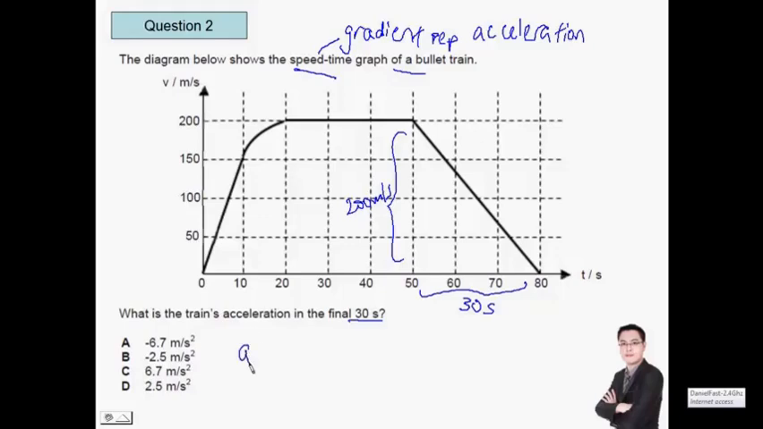To get the acceleration, you take 200 divided by 30, which equals 6.7 meters per second squared. Because it's a negative gradient, a downward sloping straight line, we add a minus sign in front to denote deceleration. Answer is A.